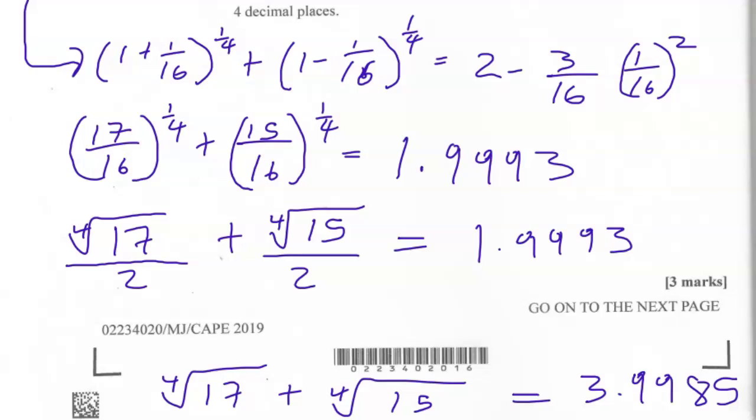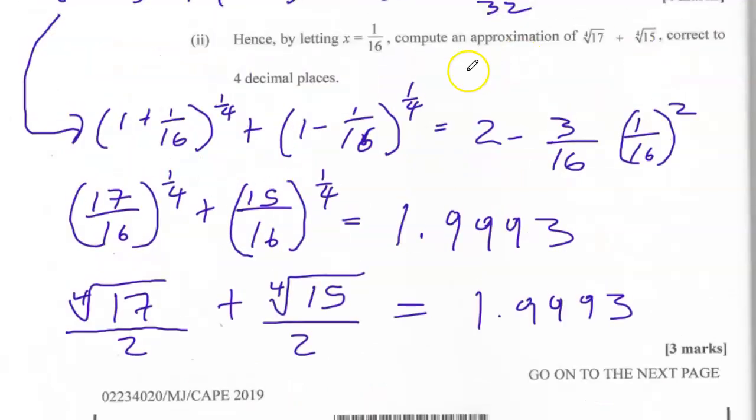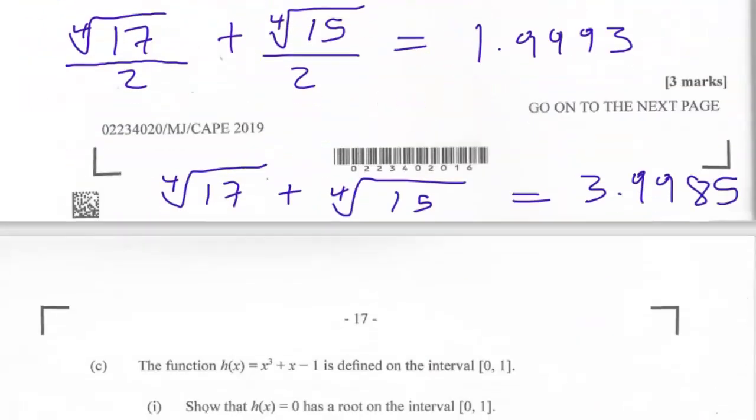which is what we're asked to do, the summation of the fourth root of 17 and the fourth root of 15. Let's move on. Part C, the function h is defined as x cubed plus x minus 1, defined on the interval 0, 1. Show that h of x equals 0 has a root on the interval 0, 1.